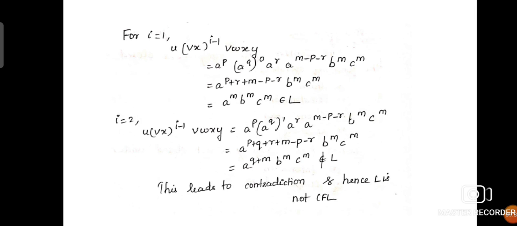After performing the simplification, we get the string format a power q plus m, b power m, c power m. This is a string which does not belong to our language. This string format is different from the original string format of our language. So this leads to a contradiction, and hence our language is not CFL.